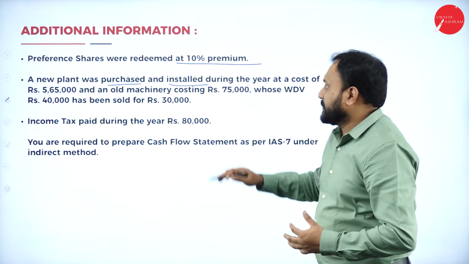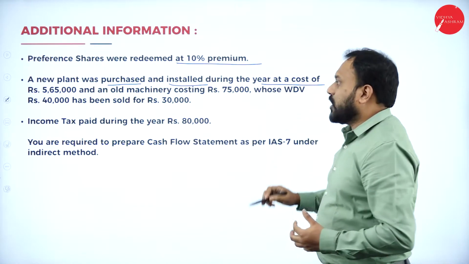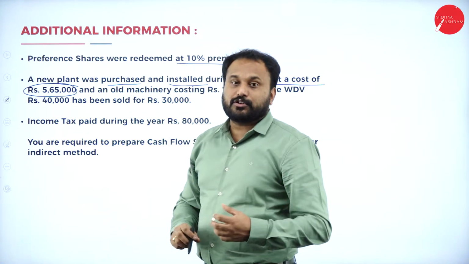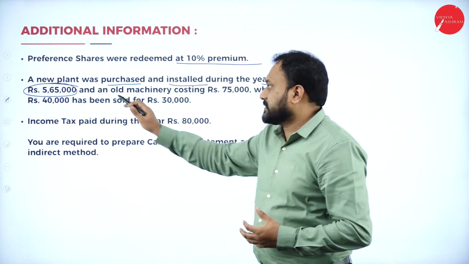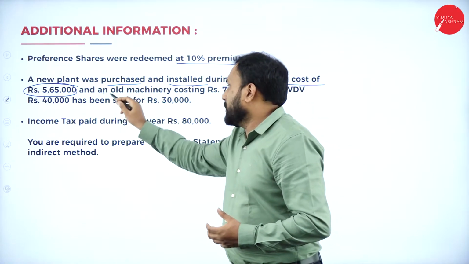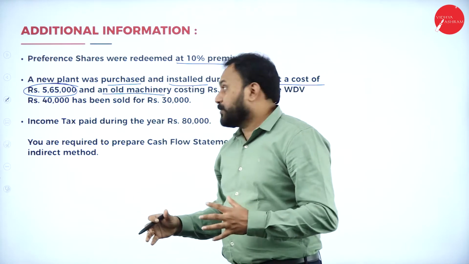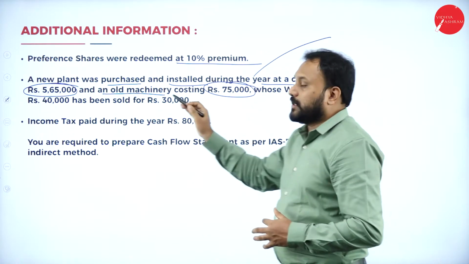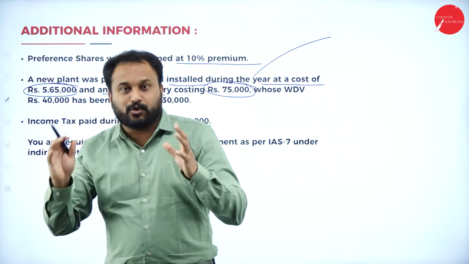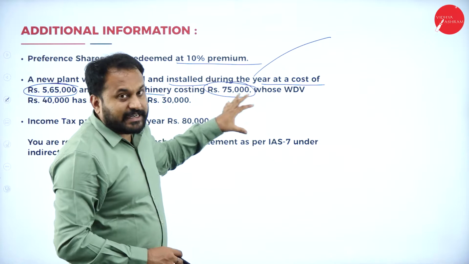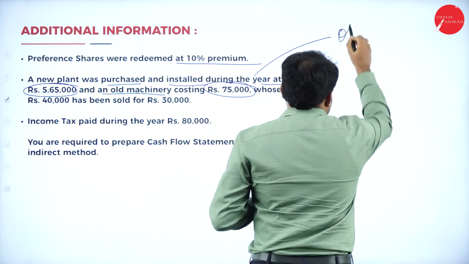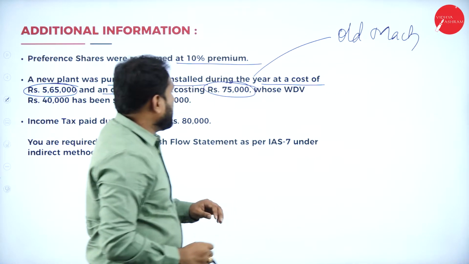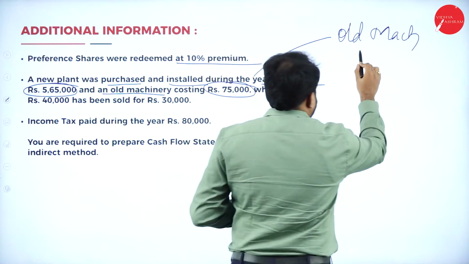The new plant was purchased and installed during the year at a cost of rupees 5,65,000. That means purchases happen, and an old machinery was there costing 75,000 rupees. Let's go with this. You really need to go with a working note here. That means you need to open the tables here. Now there is an old machine, and that machine is worth 75,000 rupees.